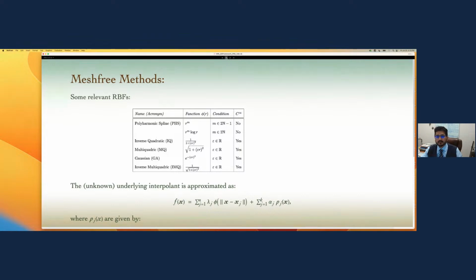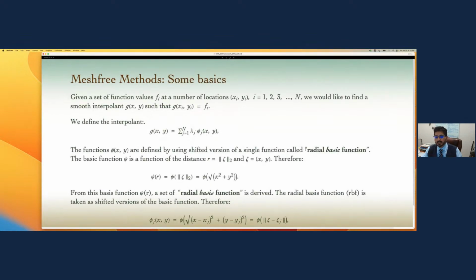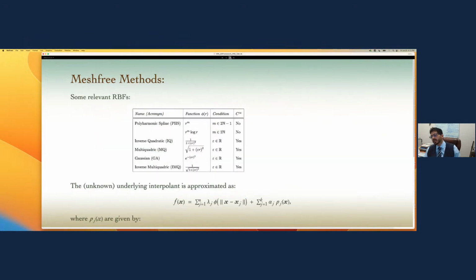What are these basis functions? We choose them such that they have some very specific properties, especially because you need to perform an inverse operation, and you want to make sure that the matrix you end up with is symmetric and positive definite, so that an inverse is guaranteed and has all sorts of good properties. Based off of that, a number of different radial basis functions can be chosen. I have listed some in this table over here.